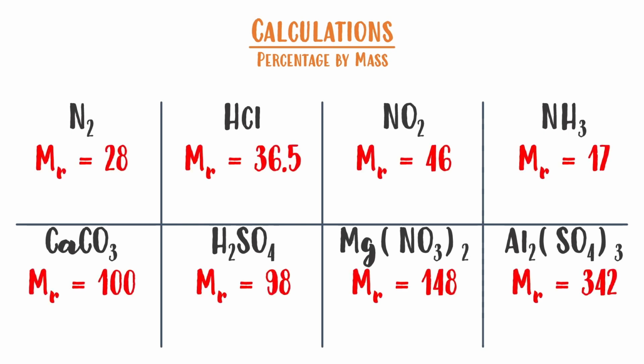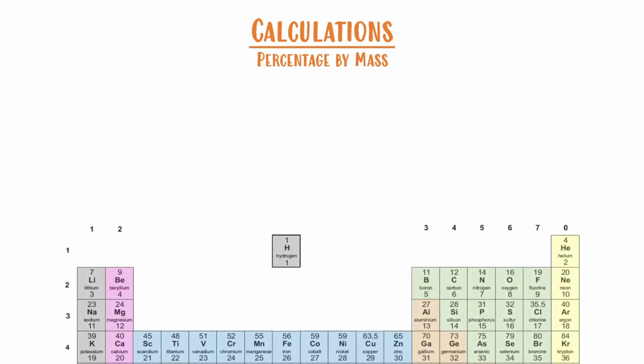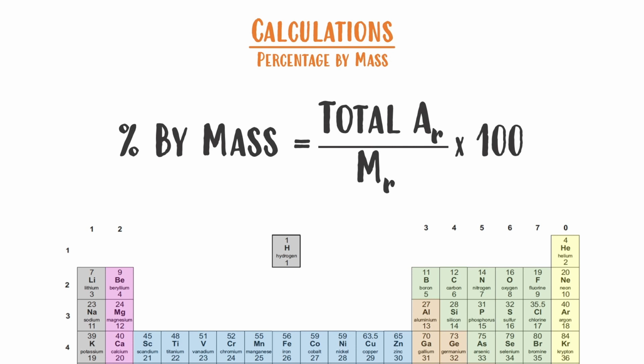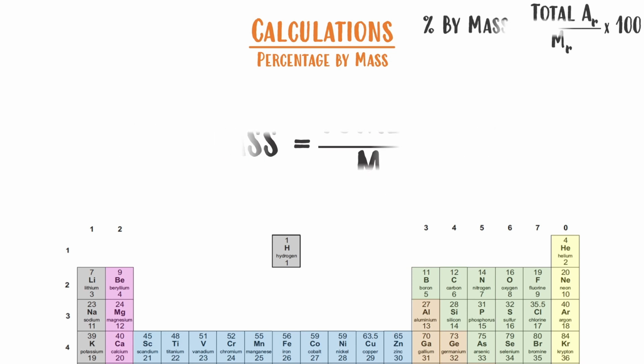Okay, now to calculate the percentage by mass, we need the following formula. Percentage by mass equals the total AR divided by the MR times 100. Now, it's a relatively straightforward formula. The only thing you need to be aware of is the AR, or the total AR, is the total mass of a particular element that the question asks for. And we'll have a look at some examples.